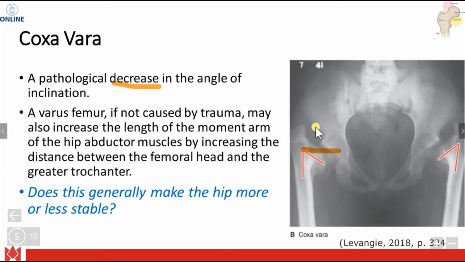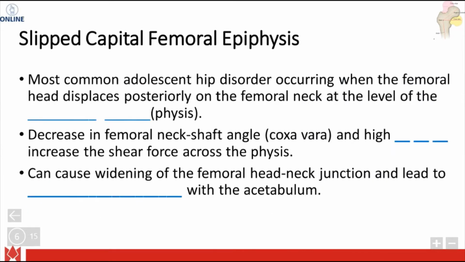So if the femoral head would be there and the greater trochanter would be there, now you've changed that distance. You've increased the length of the moment arm. So this is also an abnormality, but does this generally make the hip more or less stable? Well, in this case, it would add a little bit of stability to the hip, so you could look at it that way as well.